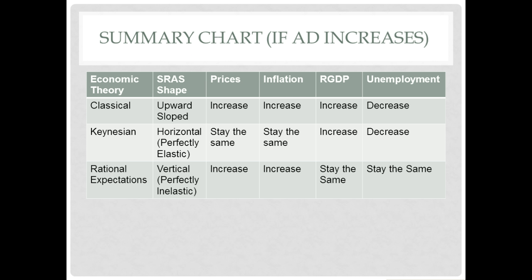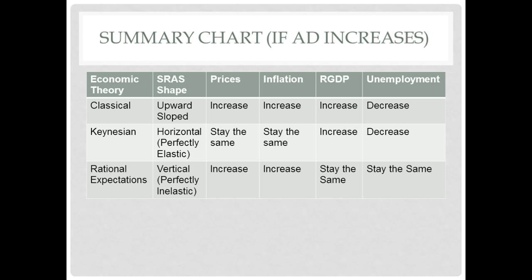Here's a little chart that helps summarize this entire thing. If you'd like to stop the recording for a minute and just look this over, it would probably be a good idea. The classical one at the top is the one we'll be using throughout most of this course and have been using. It's an upward sloping supply curve. And therefore, when prices increase, inflation increases, RGDP increases, unemployment decreases.